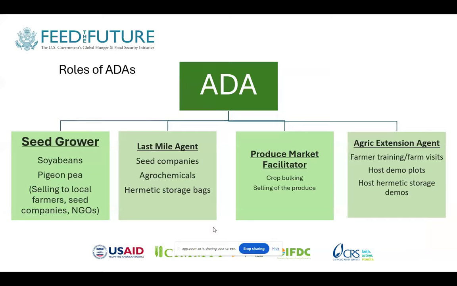Let's talk about the roles that the ADAs play. The first one is that they are seed growers. They grow soybean seed and pigeon pea seed, as already explained, and they sell that seed to the local farmers. Then they also act as last mile agents for seed companies, agrochemicals, and hermetic storage bag companies. Then they facilitate the marketing of produce by creating and managing crop bulking centers, and they also participate in the selling of the same grain.